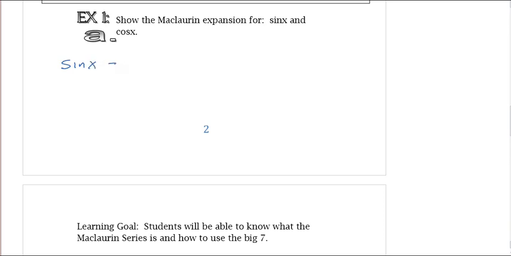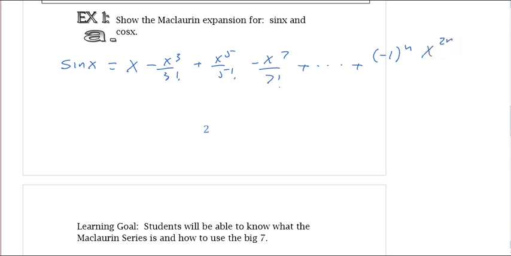Sine x is equal to, okay, so I've memorized these already. I know they're odd powers. X minus x cubed over 3 factorial plus x to the 5th over 5 factorial minus x to the 7th over 7 factorial plus dot dot dot plus the general term. Now I know it's alternating, so I write it -1 to the n power, and they're all odd. So basically it would be x to the 2n plus 1 power over that same power, but as a factorial, plus dot dot dot.